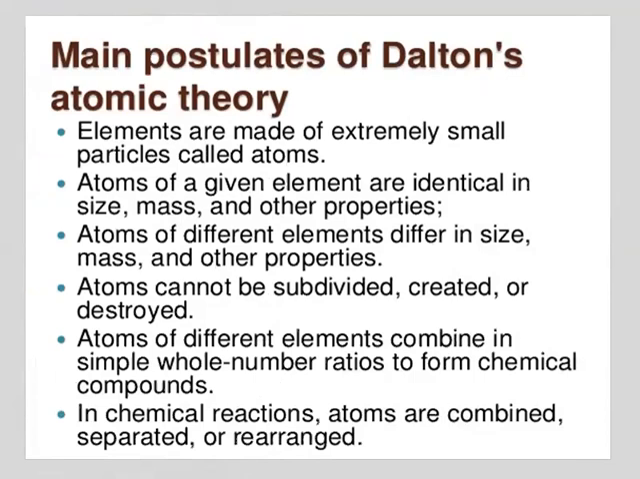His postulates were based on experimentation, which are actually based on laws of chemical combination. We have already seen the main postulates of Dalton's atomic theory, which are as follows. Elements are made up of extremely small particles called atoms. Atoms of a given element are identical in size, mass, and other properties. Atoms of different elements differ in size, mass, and other properties. Atoms cannot be subdivided, created, or destroyed. Atoms of different elements combine in simple whole number ratios to form chemical compounds, and in chemical reactions, atoms are combined, separated, or rearranged.